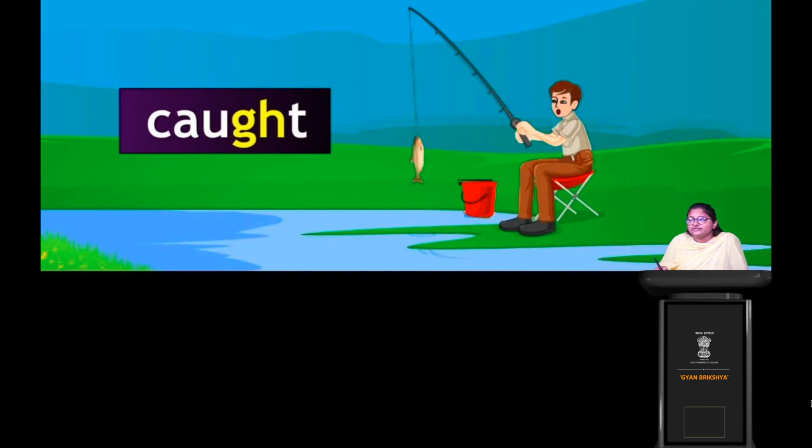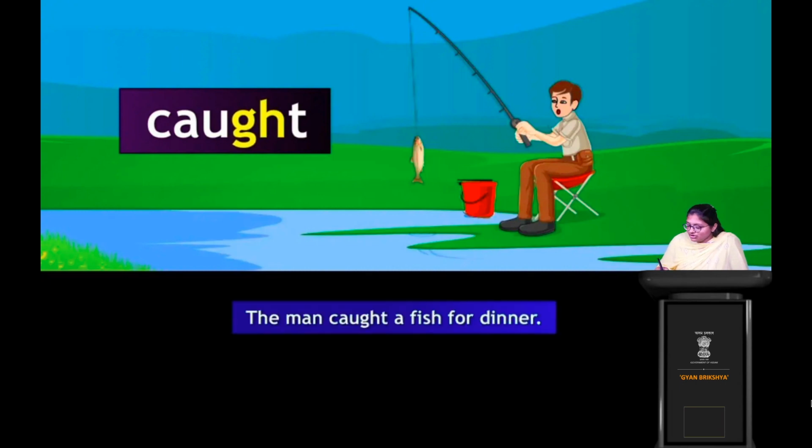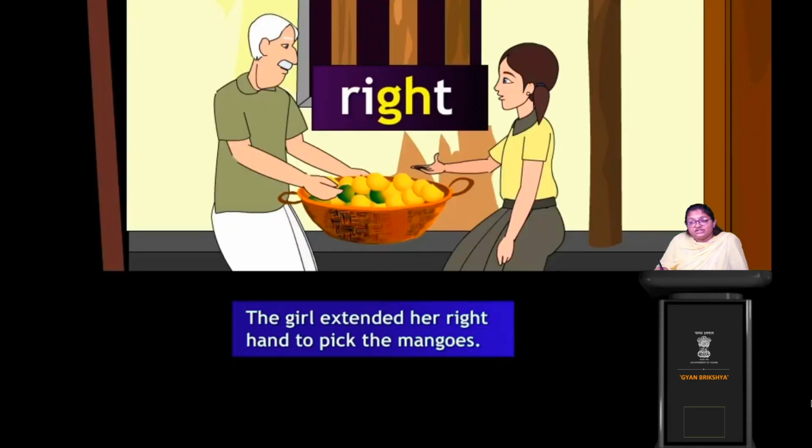The man caught a fish for dinner. Okay, so caught. Now, you understood how this goes? Okay, now again, right. G and H are again silent. We can only hear the sounds of R, I, and T. Right. But it is R-I-G-H-T. The girl extended her right hand to pick up the mangoes.